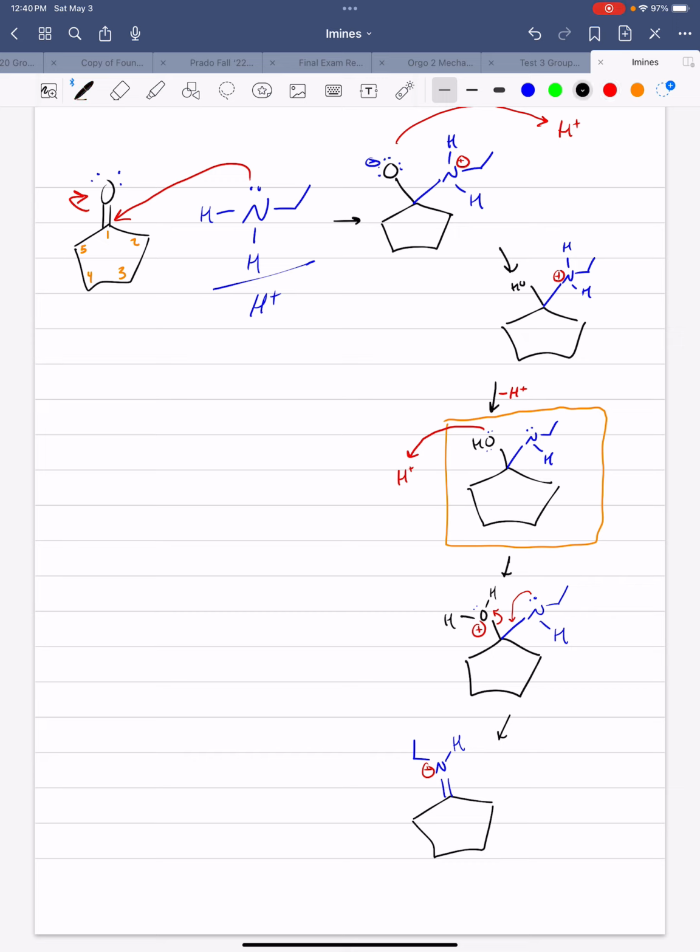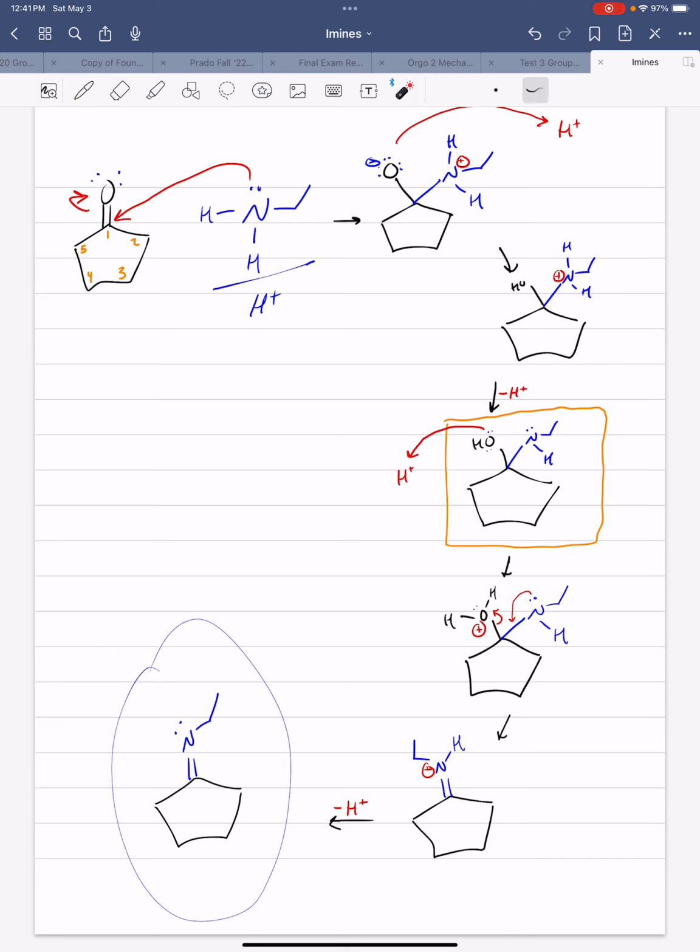And we're going to lose this proton to create a neutral molecule in the next step. So I'm just going to abbreviate that -H+, like that. And our final answer, cyclopentane with a double bonded nitrogen, still attached to an ethyl group, and a lone pair, final answer.